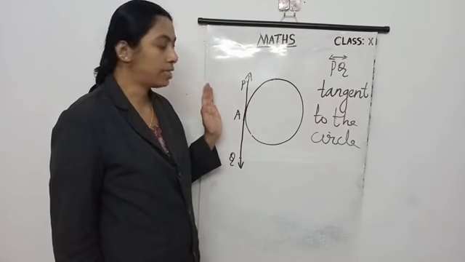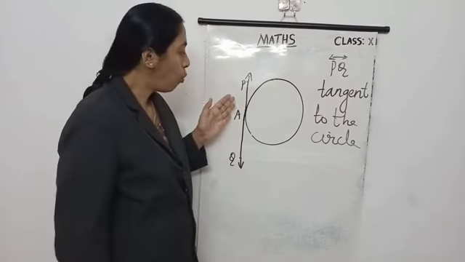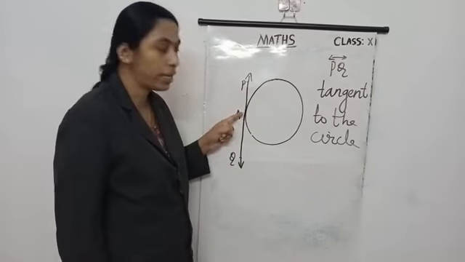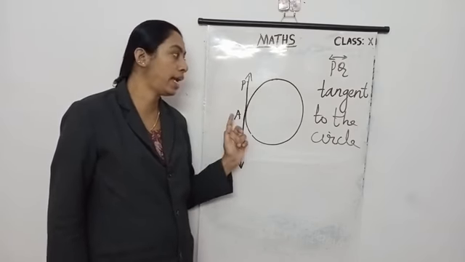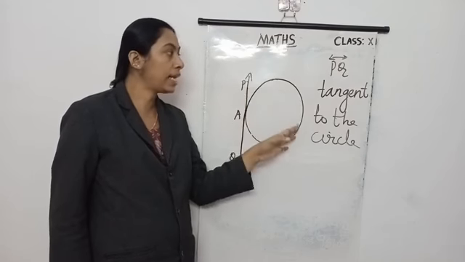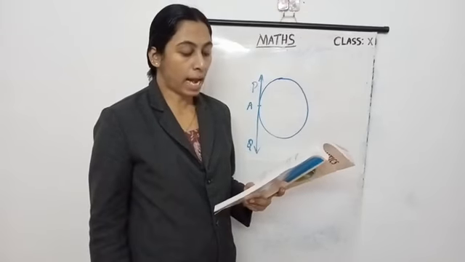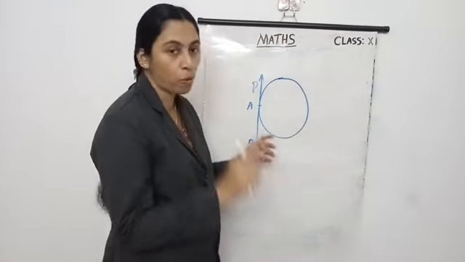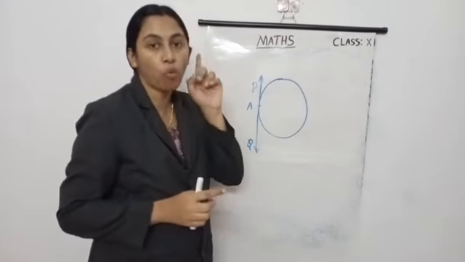Now another figure. Look carefully and observe it. What is the speciality? Here there is one common point for both the circle and the line PQ. That common point is A. So line PQ is a tangent to the circle. A tangent to a circle is a line that intersects the circle at only one point.